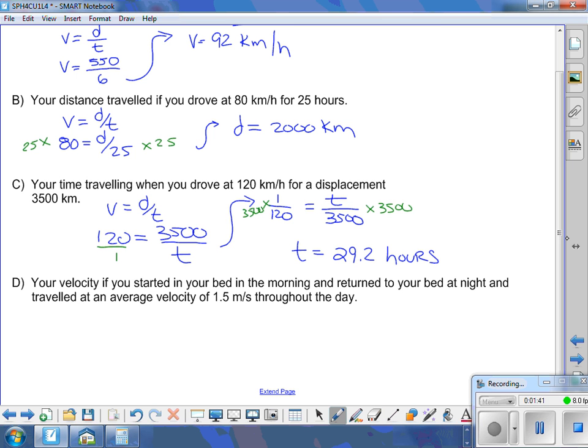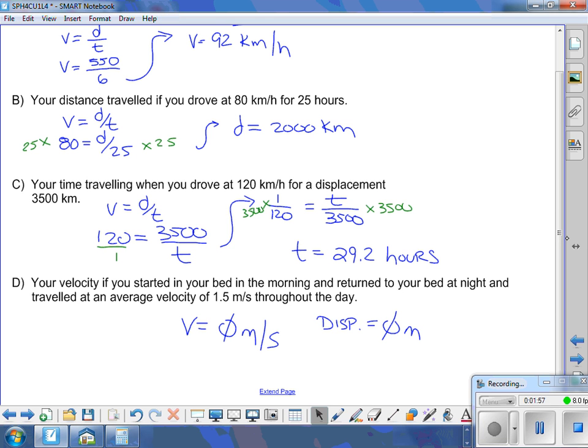The key here, though, is that if you return to your starting point, the answer is going to be an average velocity of 0 meters per second, regardless. Okay, and that is because your displacement is equal to 0 meters.